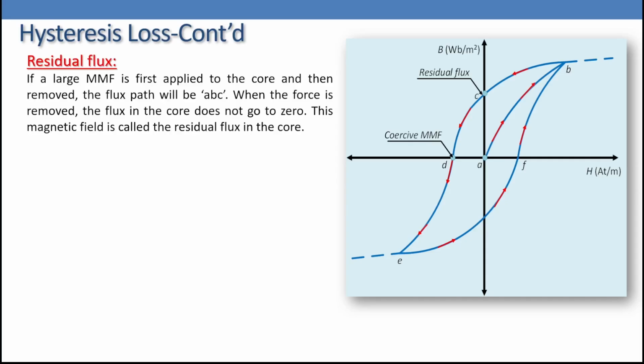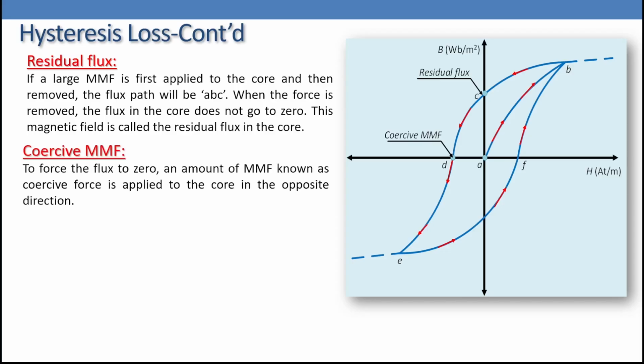When we apply the MMF for the first time, the flux follows the path AB. When the current starts to fall, the flux follows the path BC. The point C is not zero. When the force is removed, the flux in the core does not go to zero. This magnetic field is called residual flux or residual magnetism.